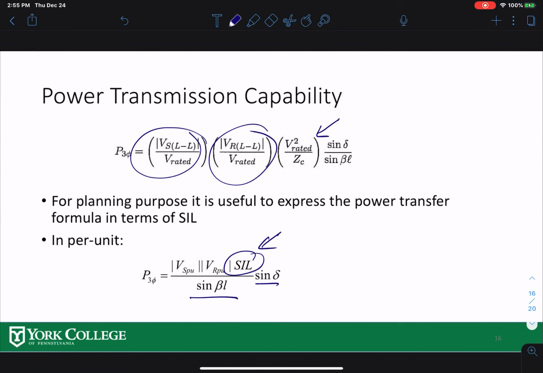So if this factor is 3 times SIL, that means you're transmitting 3 times SIL power. If 5, it is transmitting 5 times SIL power. Normally, actual power transmission is like 4, 5, 6, 7 times SIL.